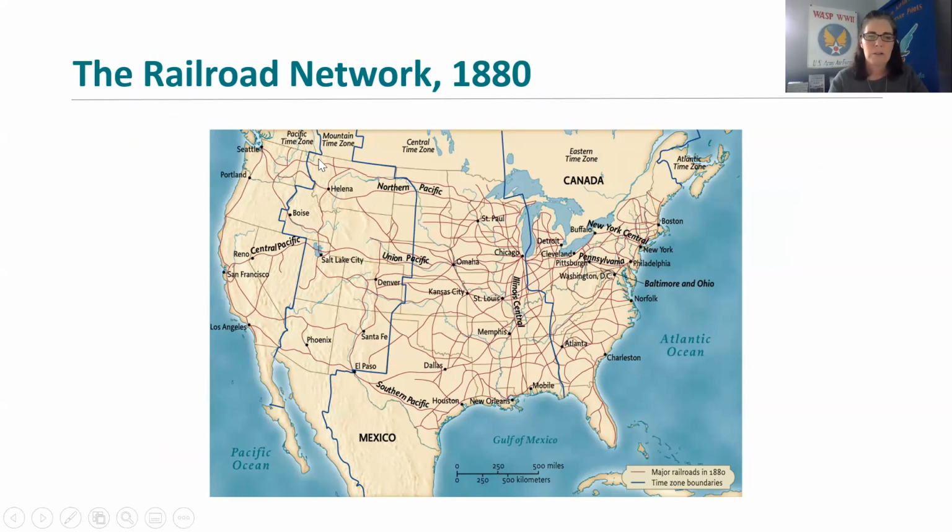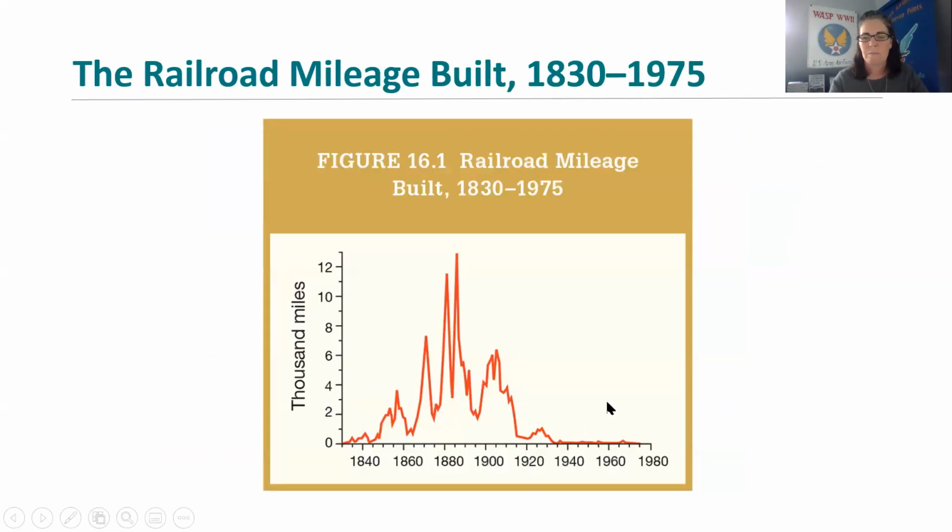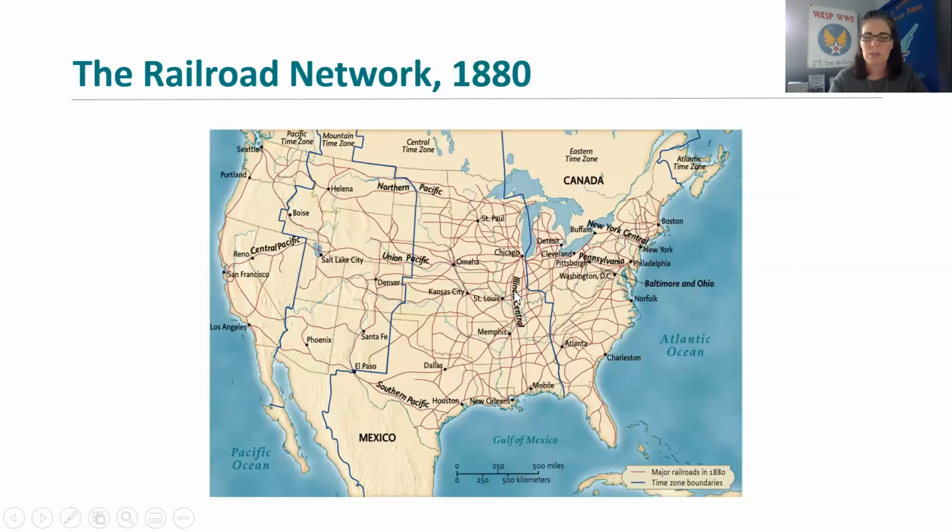And this map actually also shows the time zones that we live with today, the Pacific time zone, the Mountain time zone, our own Central time zone, and the Eastern time zone. And it's the railroads that set those time zones up so that they can be on time, so that they can say, okay, in Dallas, it's 1 o'clock. In New York, it's noon. You know, and they can regulate things and make sure it's all the same and all on time across the country.